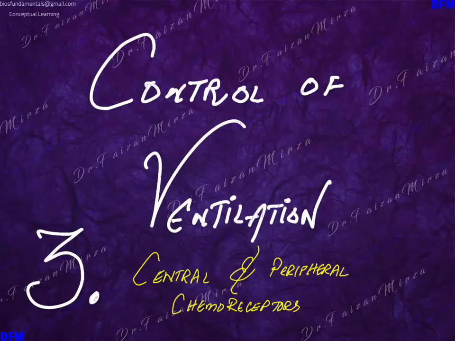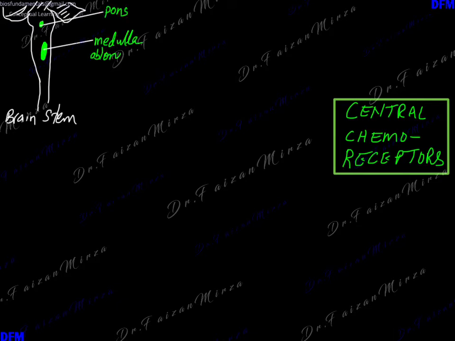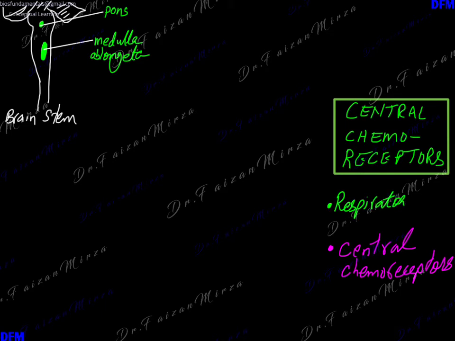So here, what I'm discussing with you are the central chemoreceptors. I'm using this green color to highlight the central chemoreceptors. Central means they are present in the central nervous system. This is your brainstem. In the brainstem, there is a region called the pons and the medulla oblongata, and this region has the central chemoreceptors, the respiratory center. So the respiratory center I am drawing in green here.